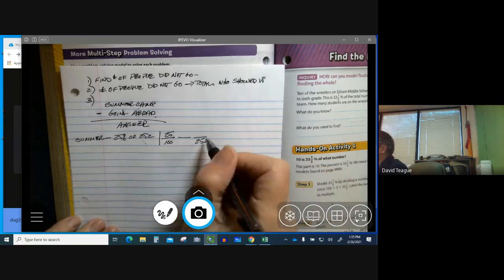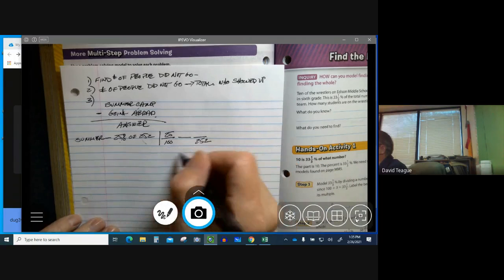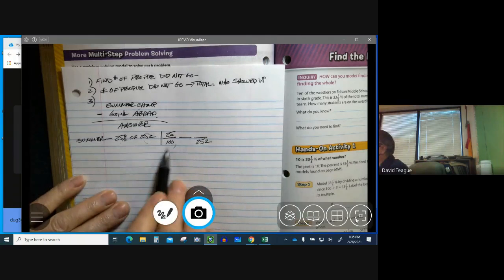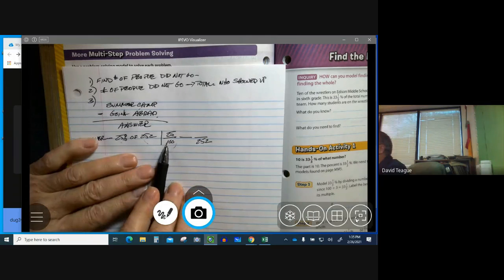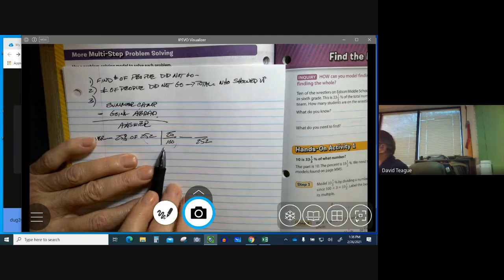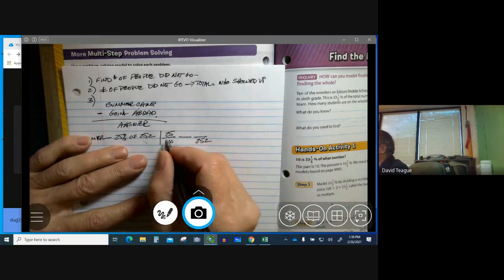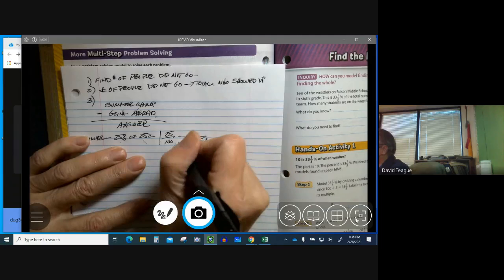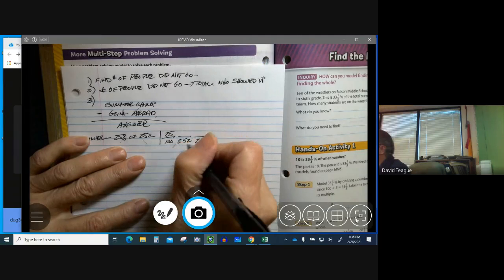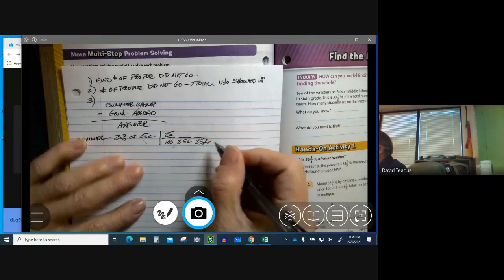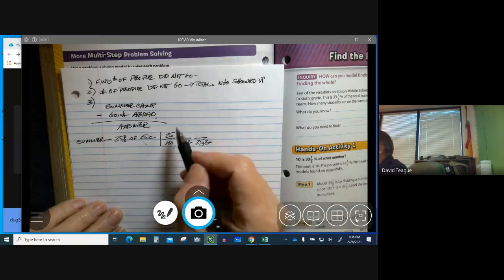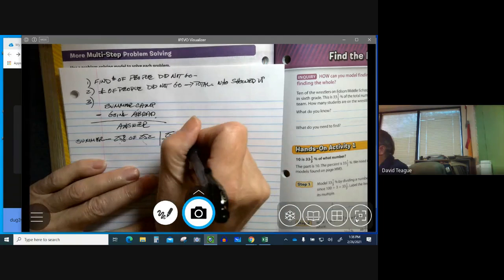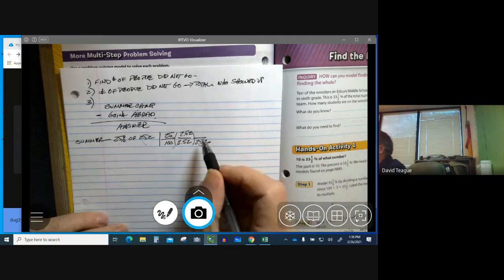So I need to find the scale factor. What's the scale factor from 100 to 252? Well, I'm using a multiple of 100, so it's real easy. All I have to do is move the decimal point. I have two zeros here, so I'm going to take my decimal point and go 1, 2. So if I multiply 100 times 2.52, I get 252. That's the scale factor. Whatever I do to the denominator, I have to do to the numerator, right?